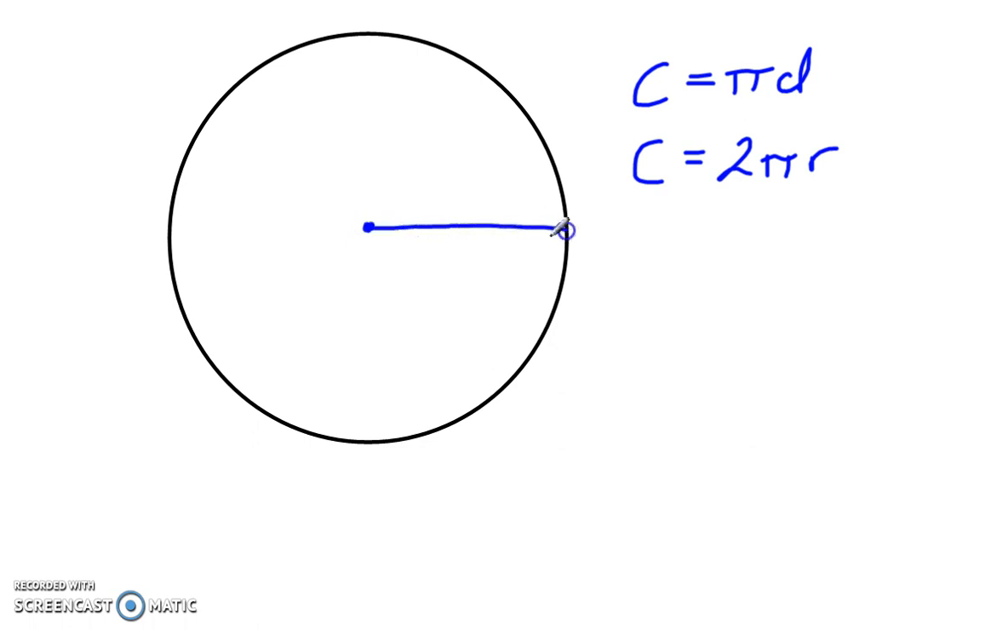Now, here we have the radius. The circumference is all the way around the circle. Now, if I cut off a part of that circle, this part right here, I want to find this part right here. It is called an arc.